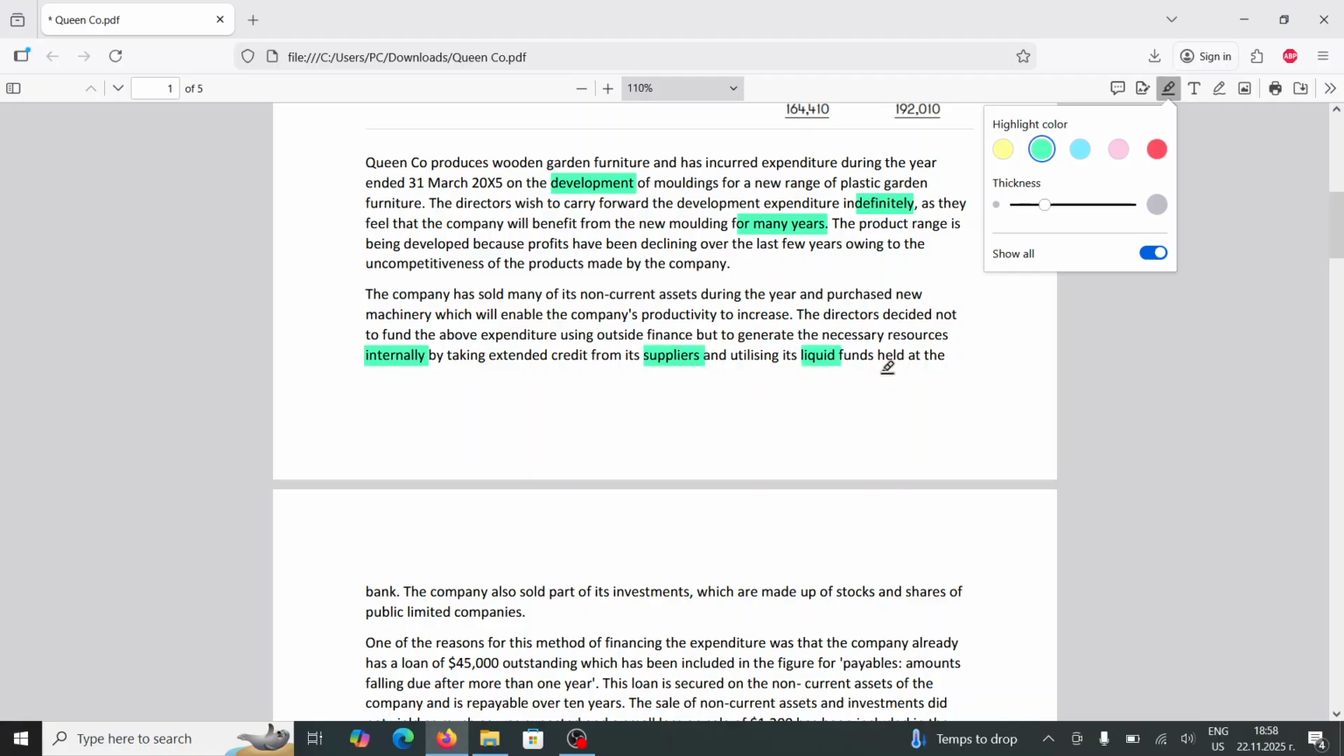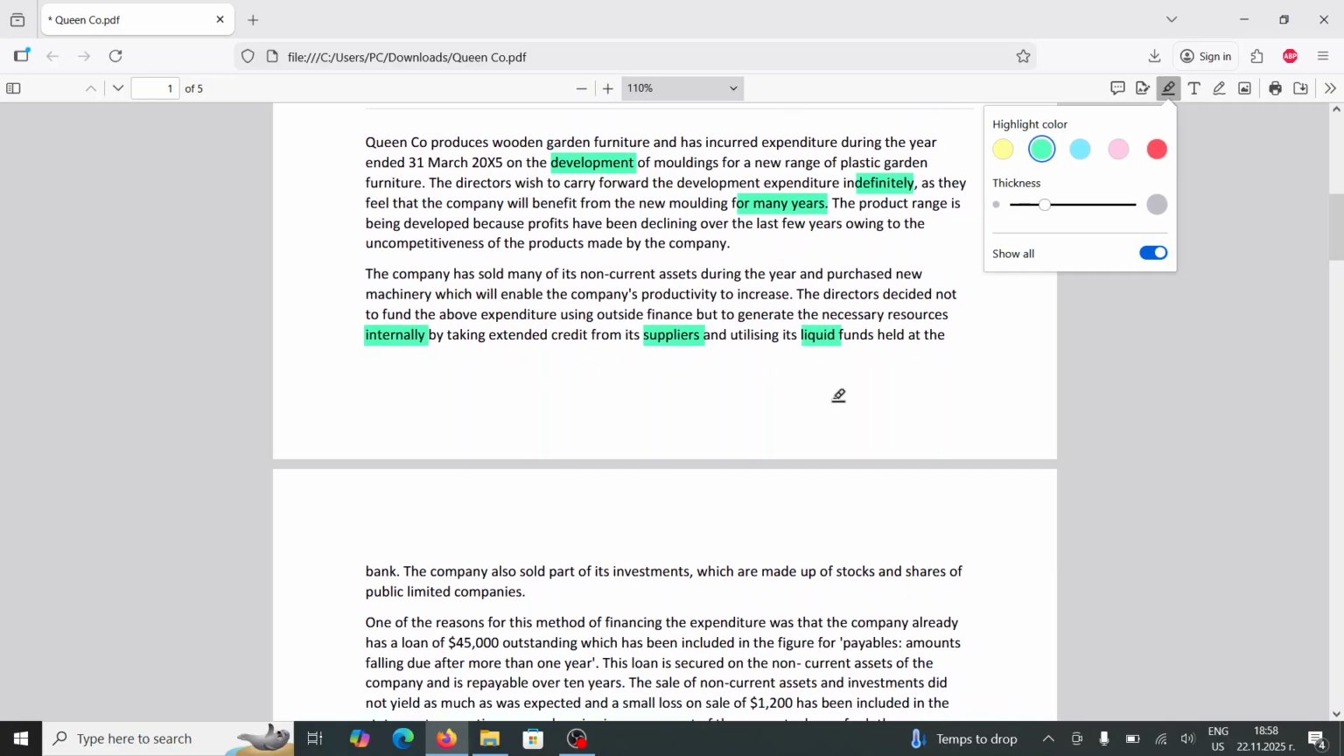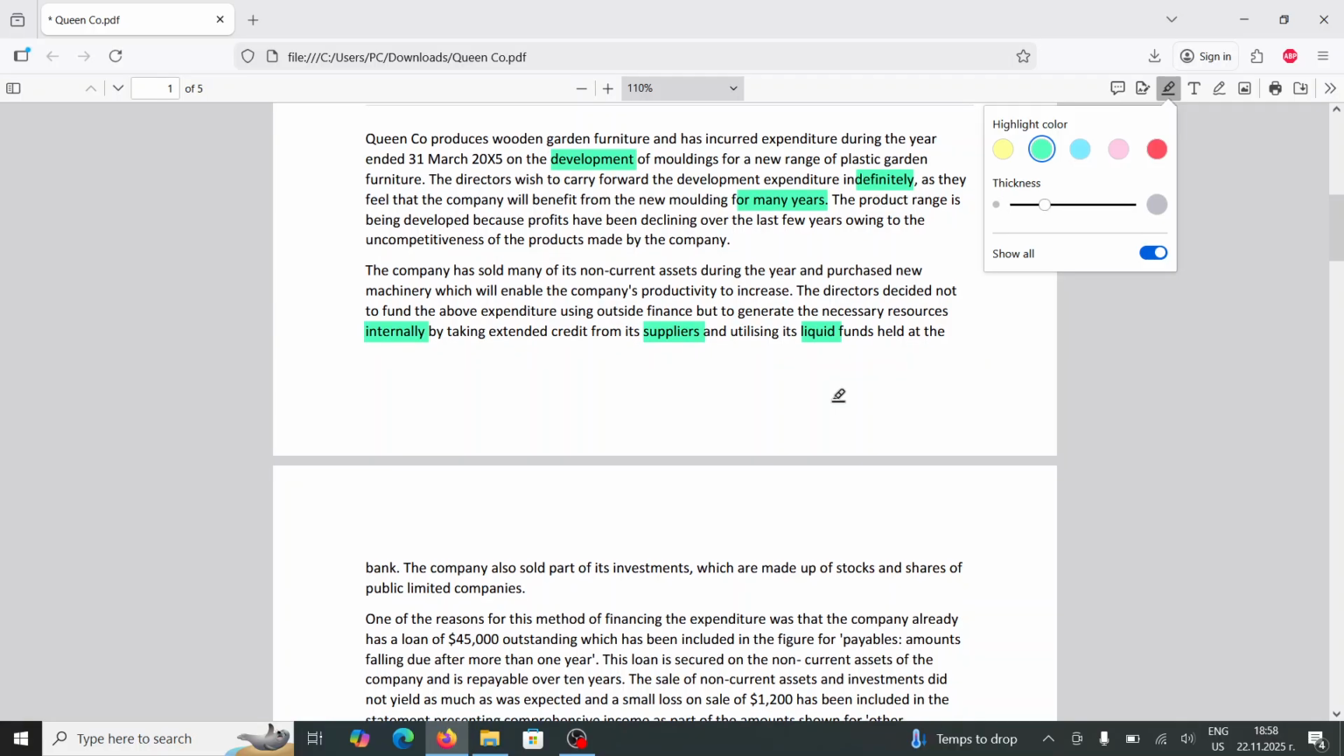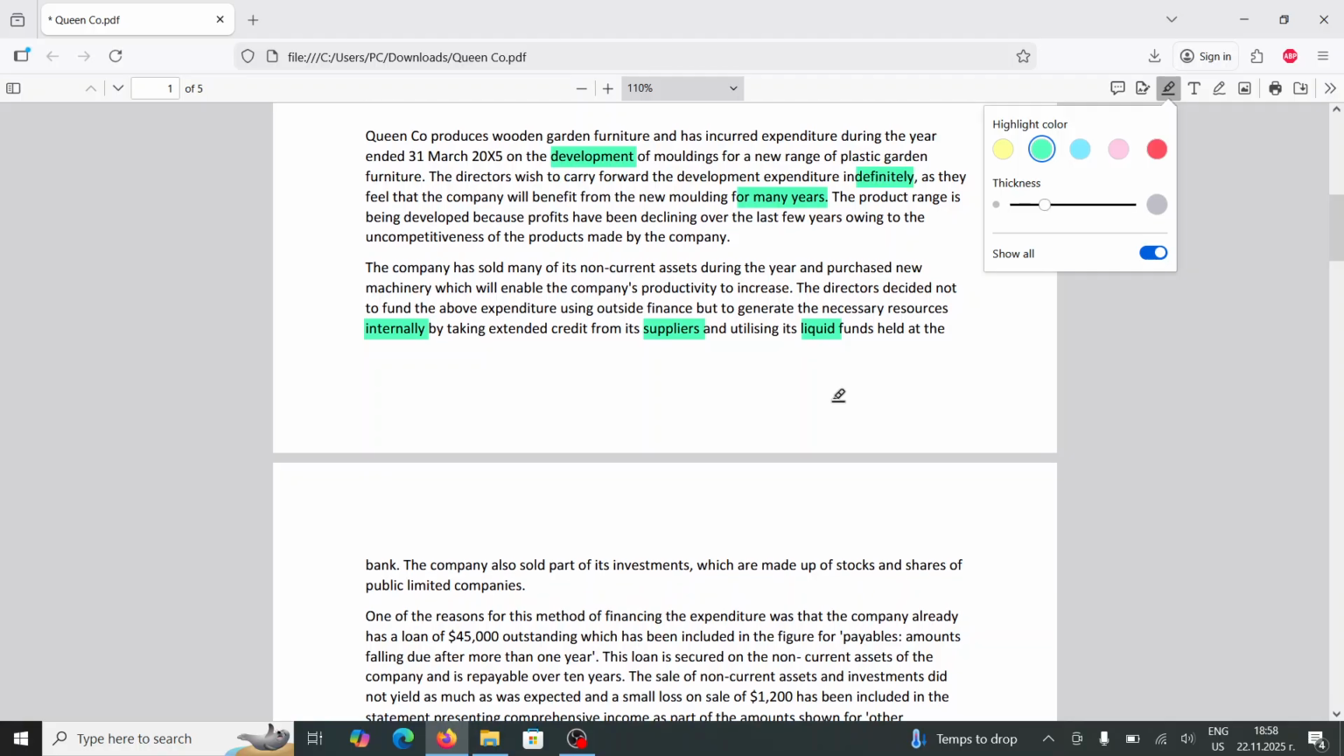So basically what they're saying here is that instead of going to the bank and taking a loan, the directors of Queen have decided to basically simply pay their suppliers later, and potentially use more of its cash to fund the development, which is more convenient and quick. However, there could be a question for business risk, and this would be a business risk. You could decrease the relationships with the suppliers.